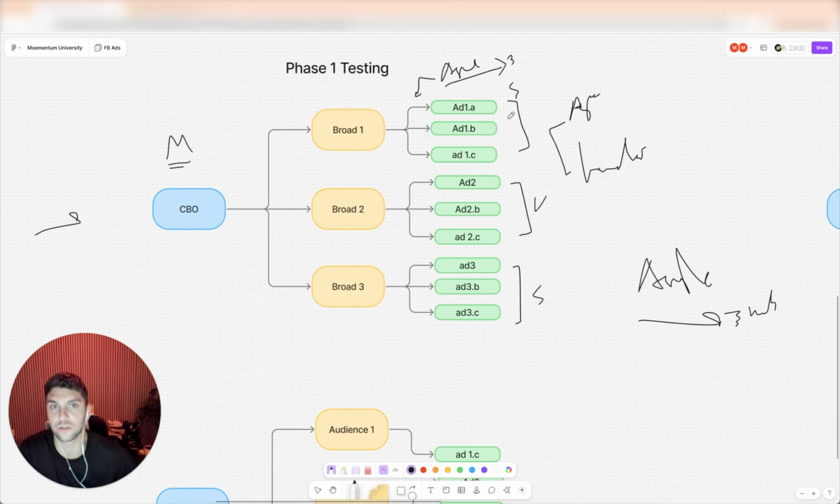But other than that, everything else should be the same, okay? When it comes to testing, it's very straightforward. You test one variable at a time. If you're testing more than one variable, then you don't really know why the ad is winning. So hopefully that makes sense. I think it's pretty straightforward enough. Let me know if you guys have any questions in the comments.